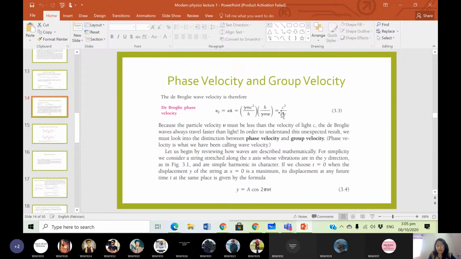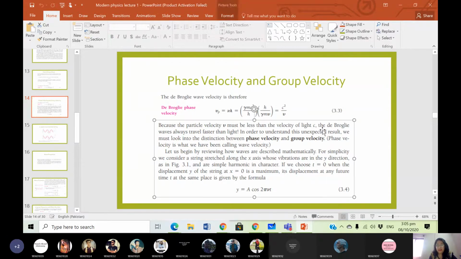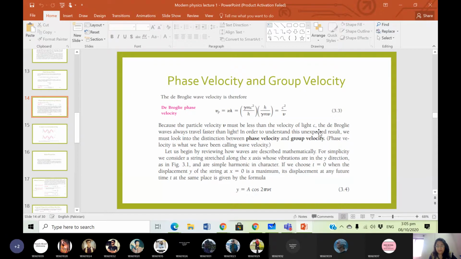However, there's some problem with this expression. We are saying that the particle velocity must be less than the velocity of light c. So if v is less than c, then we have c times c divided by something less than c. What is that going to give you? That will give you a number greater than c. So that means that de Broglie waves will travel faster than light. That's a contradiction, because we're saying that nothing can travel faster than the speed of light.